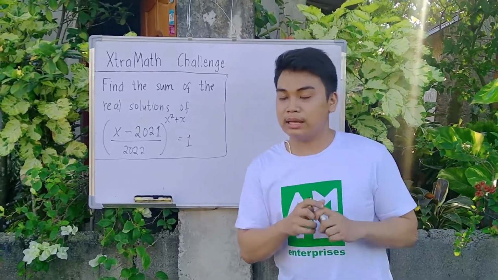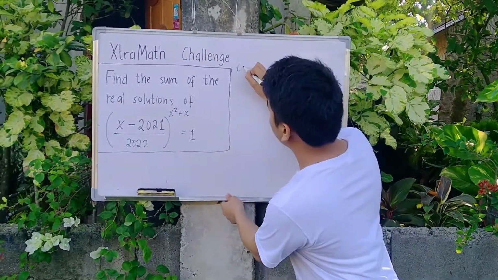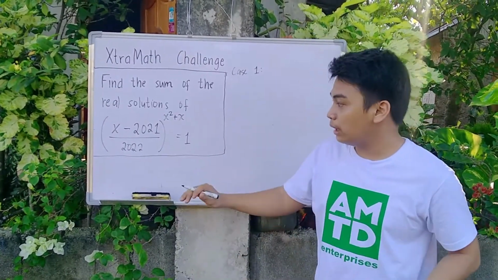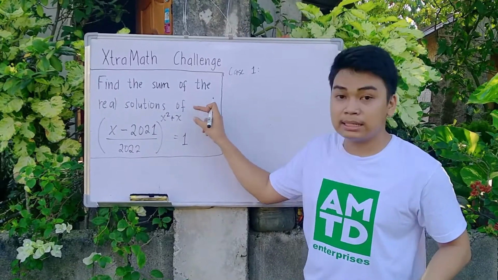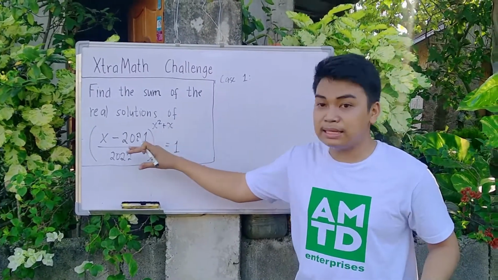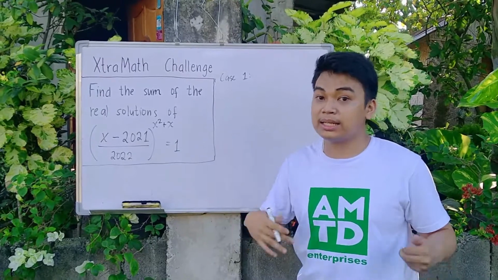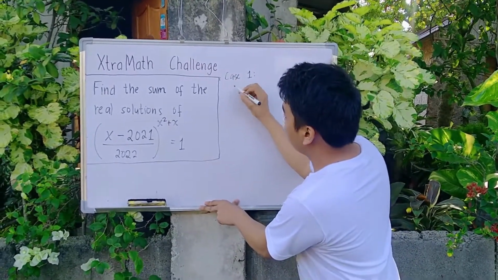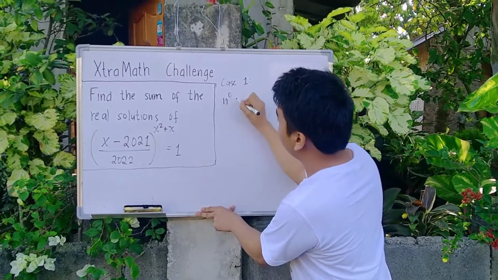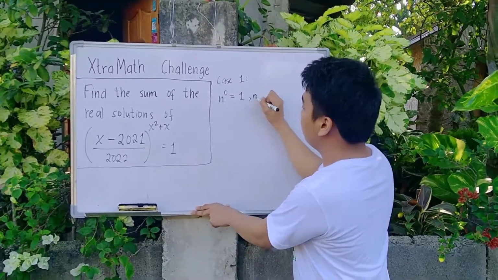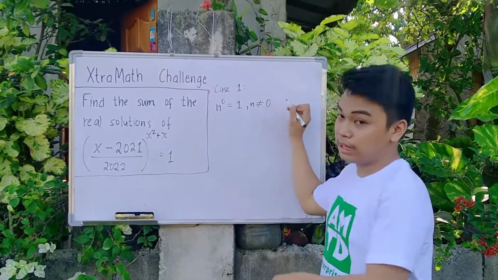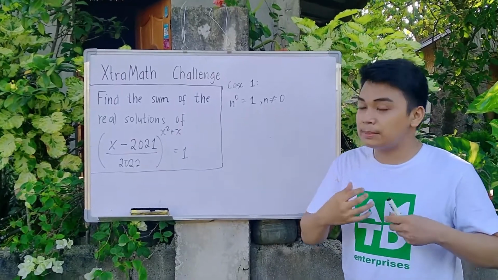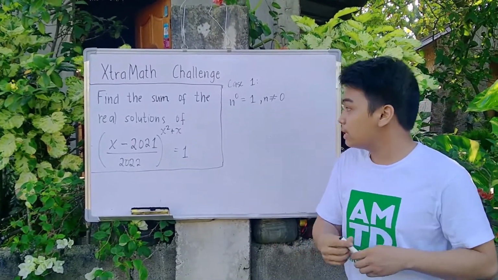So yung first case, case number 1, kailangan nating i-treat na yung exponent natin is 0 and yung base natin is any number except 0. Kasi, any number raised to the power of 0 is equal to 1, but n should not be equal to 0. So, lahat ng number except 0 raised to the power of 0 is equal to 1.